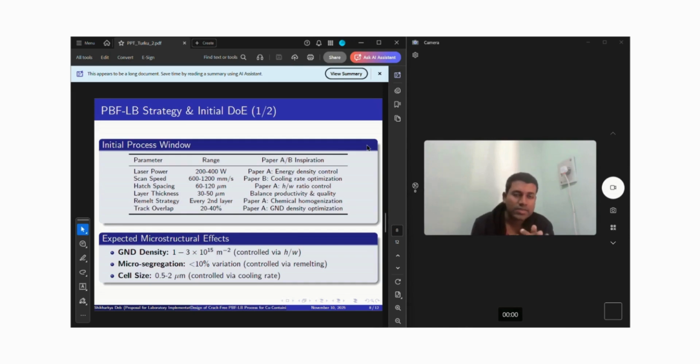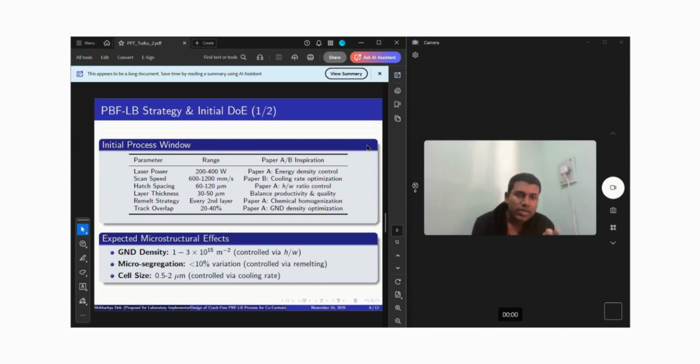Based on paper A, the hatch spacing to width ratio principle: assume melt pool width is around 200 micrometers. For refractory alloys, the target hatch spacing to width ratio is around 0.3 to 0.6. Therefore, we must have around 120 micrometers of hatch spacing.